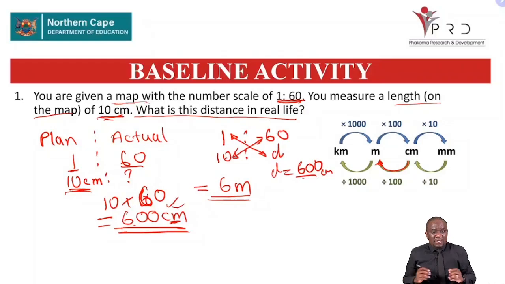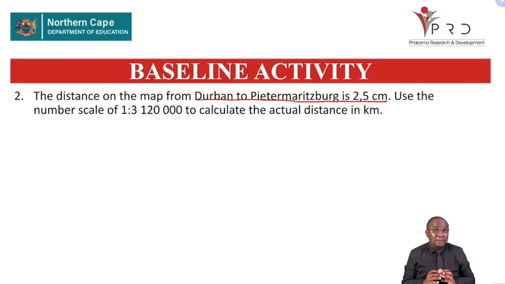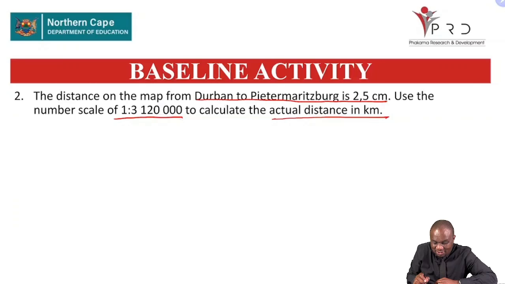Okay, right. And then question 2. The distance on the map from Durban to Pietermaritzburg is 2.5 centimeters on the map. Use the number scale 1:3,120,000 to calculate the actual distance in kilometers.